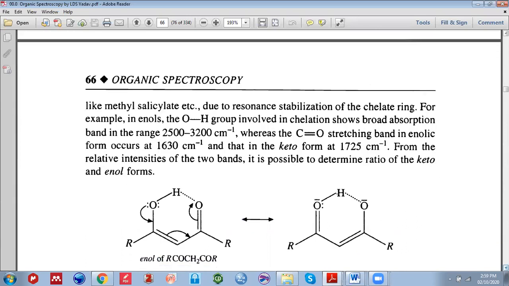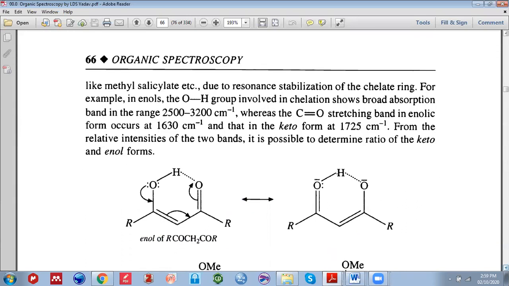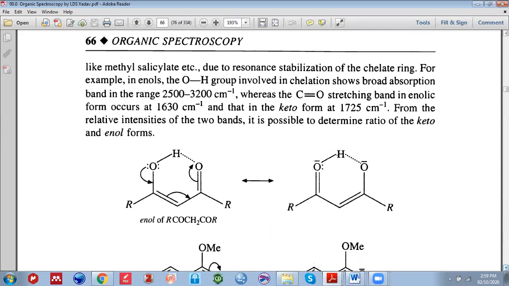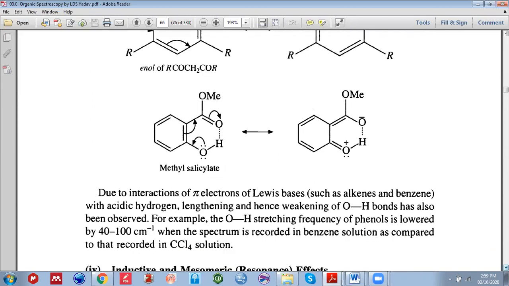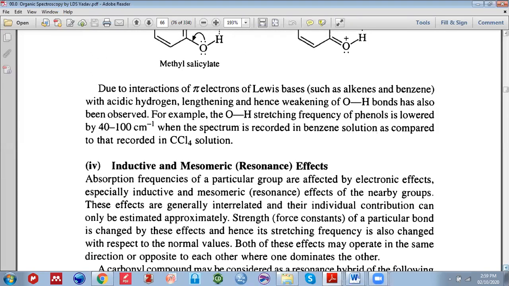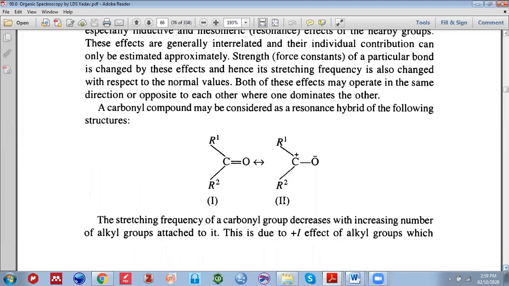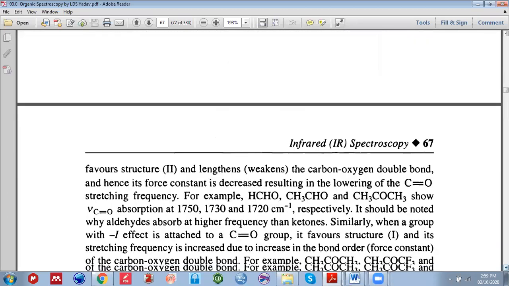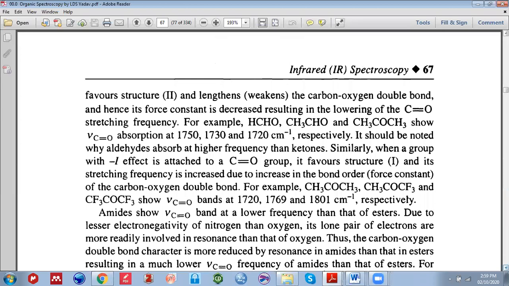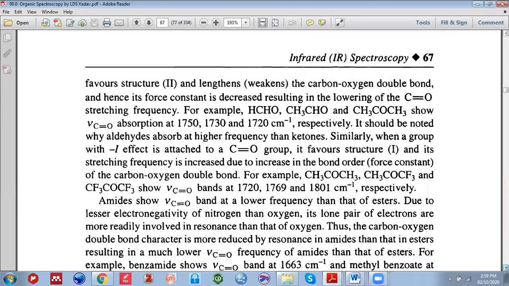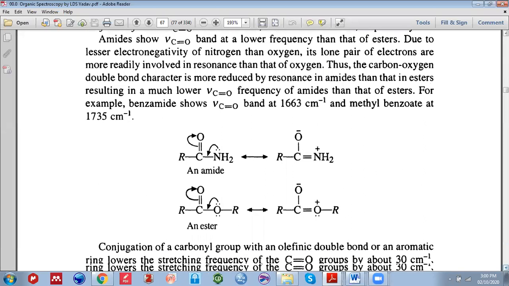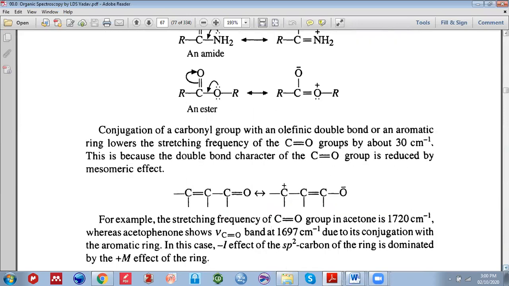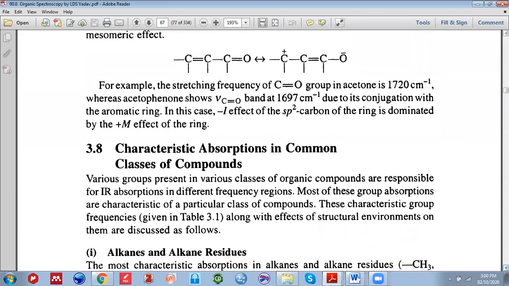Therefore, ester also shows one type of hydrogen bonding. Enol cases also show one type of hydrogen bonding. Methyl salicylate also forms one kind of hydrogen bonding. Inductive effect and mesomeric effect are also important factors, basically occurring in different types of aldehyde, ketone, etc. In amide, due to this resonance, the carbonyl stretching frequency is lowered. Characteristics of absorption are common.